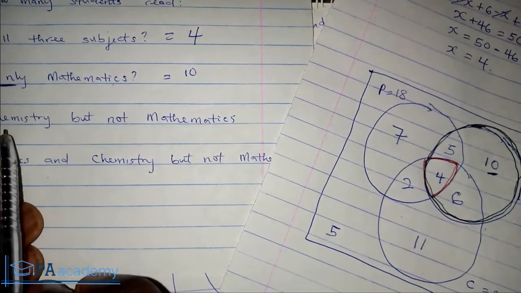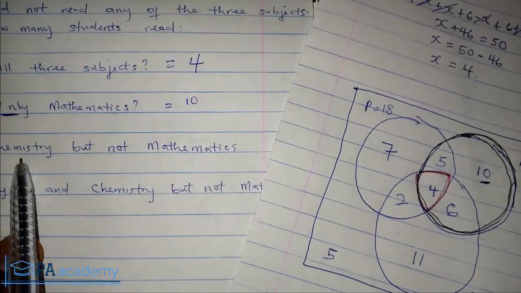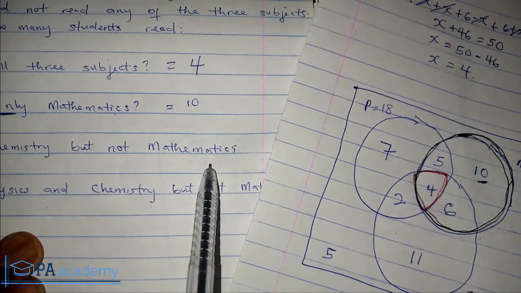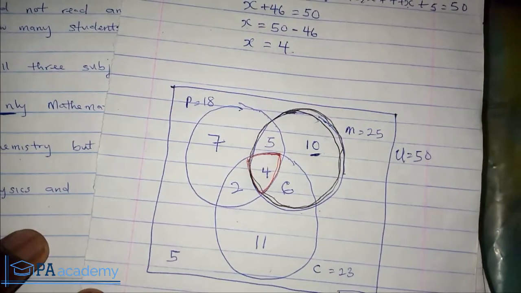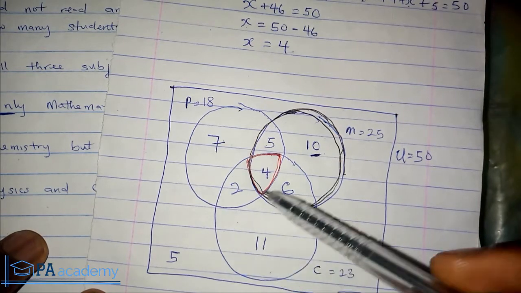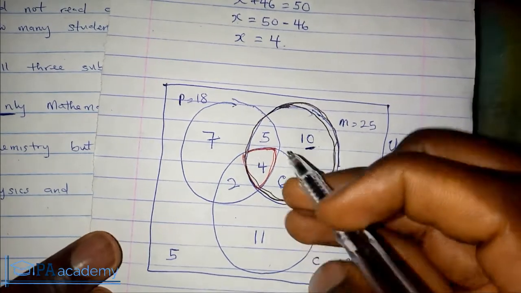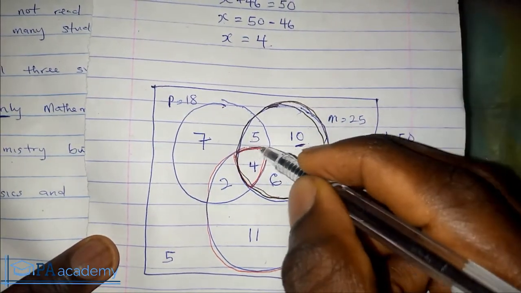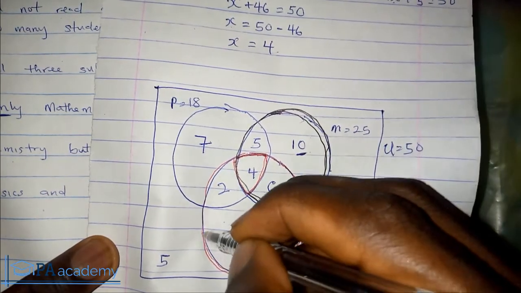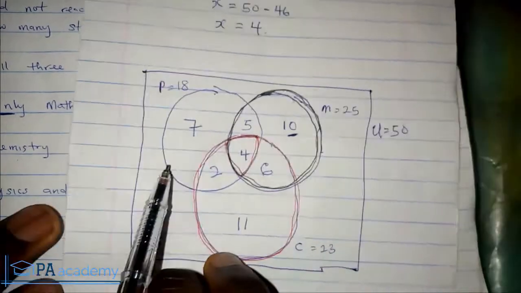The third one said, how many students read chemistry but not mathematics? So let's look at it. How many students studied chemistry? This is the circle that represents chemistry. Let me do that with the red pen. So this part represents chemistry. You say how many read chemistry but not mathematics?